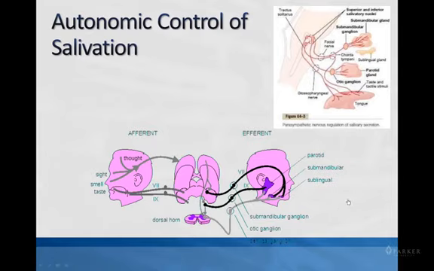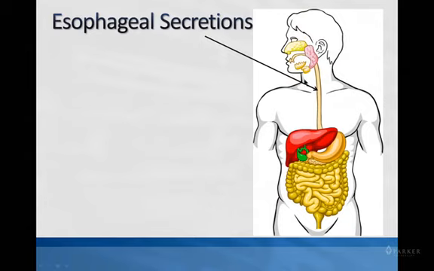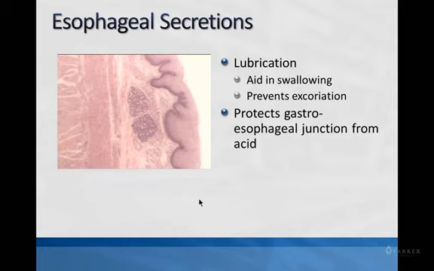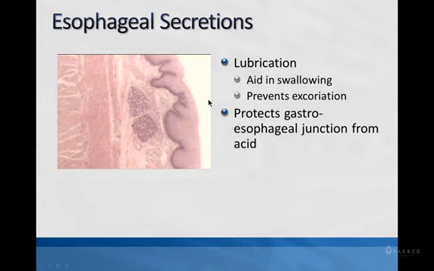Now, once you have that salivation mixed with food, you've chewed it up, it's going to move down to the esophagus. Now, the esophagus also has some secretions, and these secretions are primarily mucus. Okay? So here are some glands, some esophageal glands. The mucus aids in the swallowing process, acts as a lubricant, and makes it easier to swallow. It also protects from excoriation, that physical wear and tear. So it allows the food to slide down easily and doesn't wear away that mucosal lining.